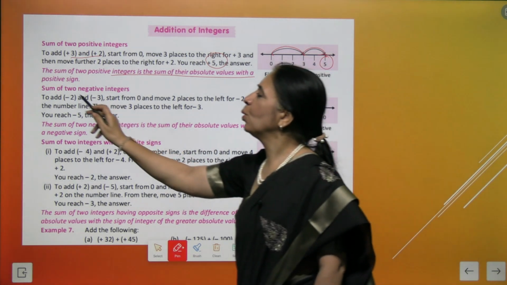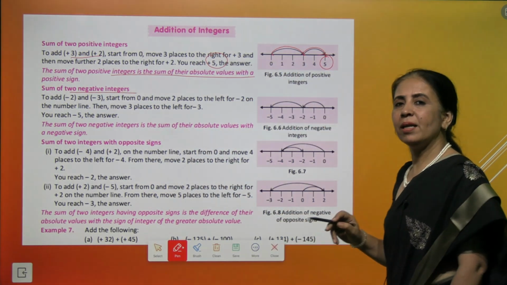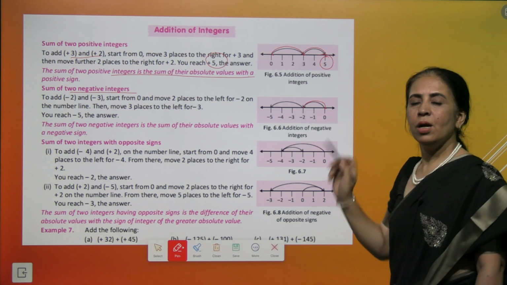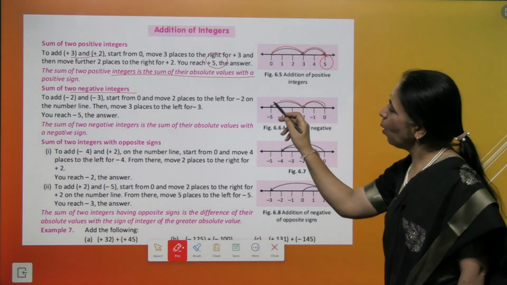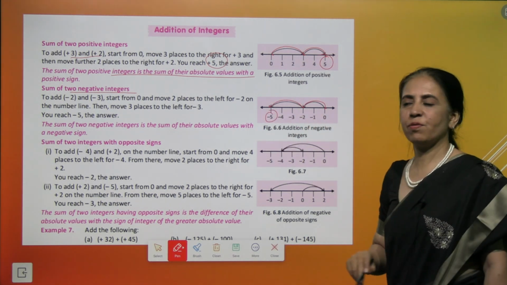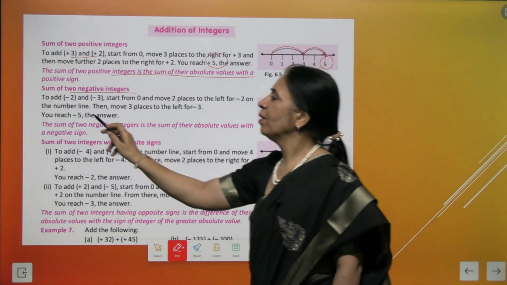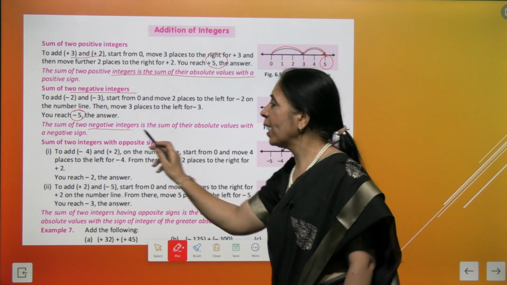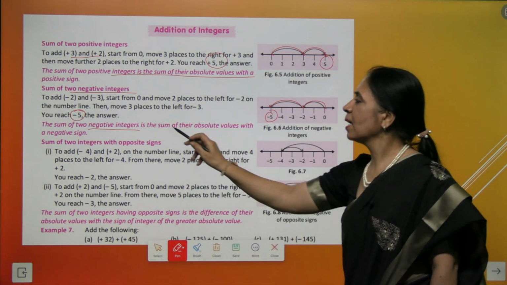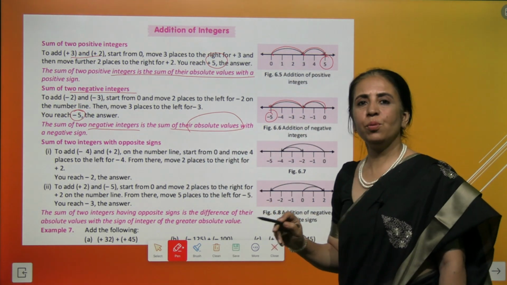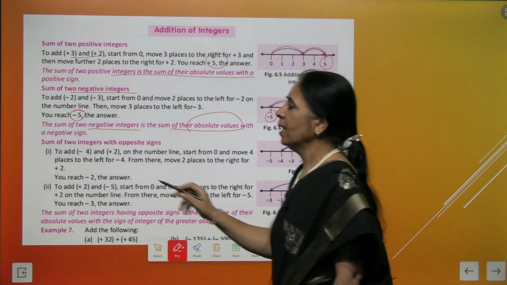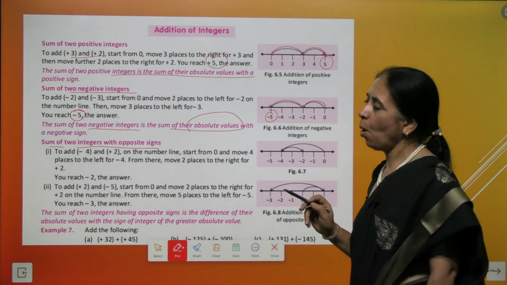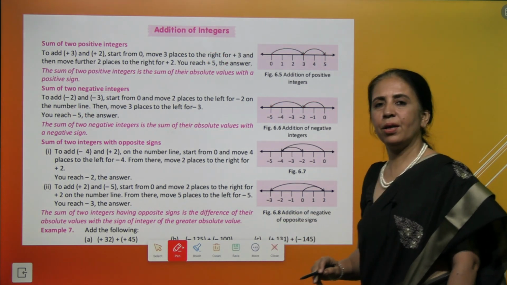Now when you add two negative integers, minus 2 and minus 3, starting from 0, first we moved 2 steps left, then 3 more steps left, and we reached minus 5. So what do you get? We reach minus 5 and we conclude that the sum of two negative integers is the sum of their absolute values with a negative sign. Then we come to sum of two integers with opposite sign. This is our third category of question.